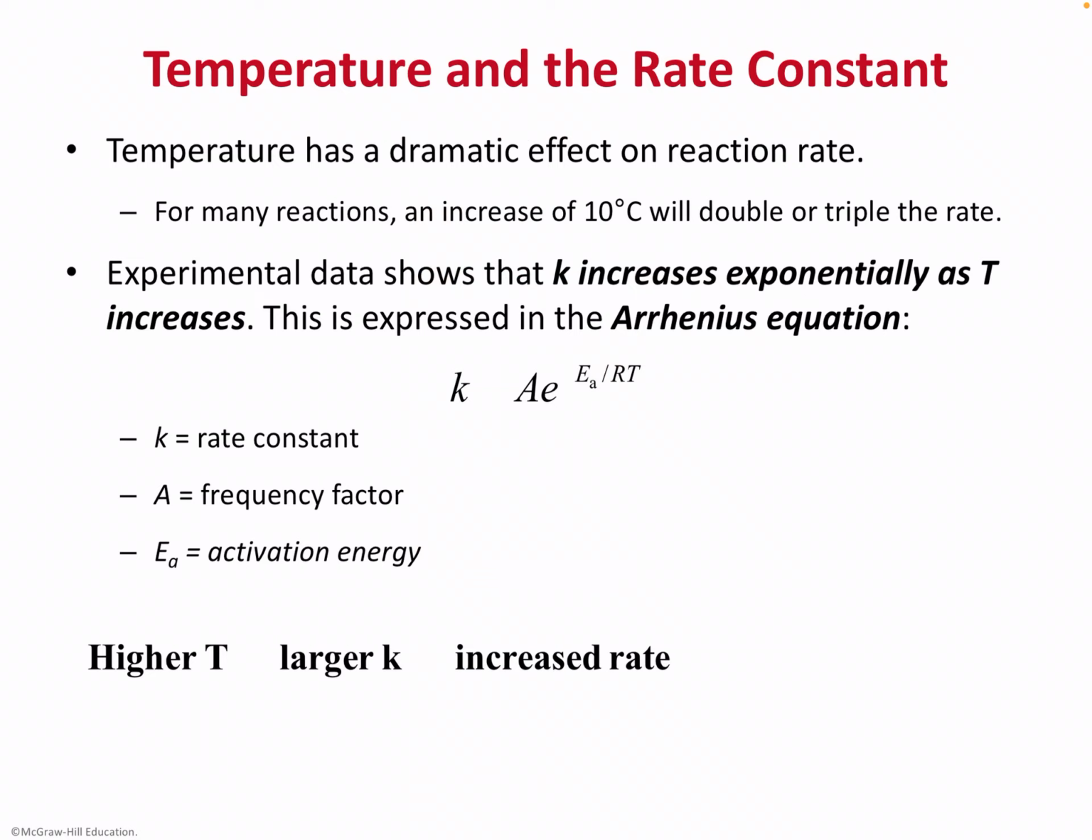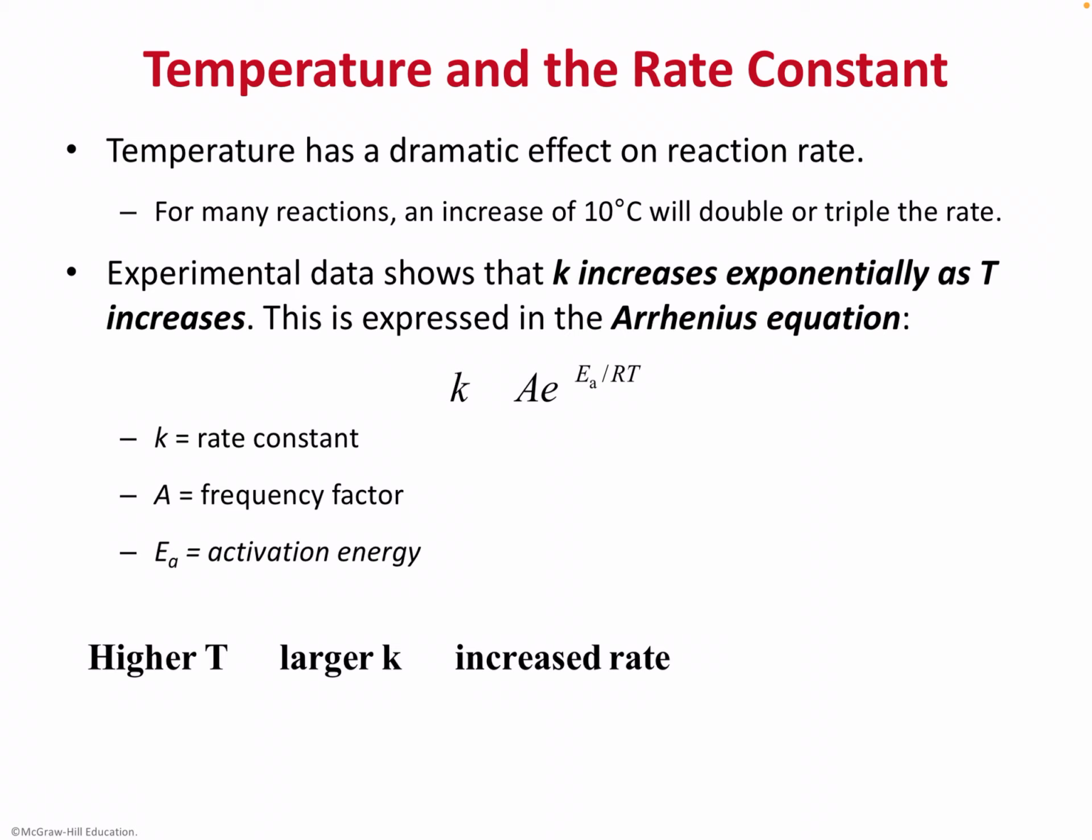Now, so far we have done our reactions at a constant temperature, so the rate constant remains constant. Now what happens to the rate constant when you change the temperature? Temperature has a dramatic effect on reaction rate. For many reactions, an increase of 10 degrees Celsius will double or triple the rate. Experimental data shows that the rate constant k increases exponentially as temperature increases. This is expressed in the Arrhenius equation.